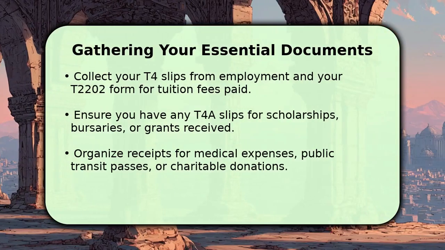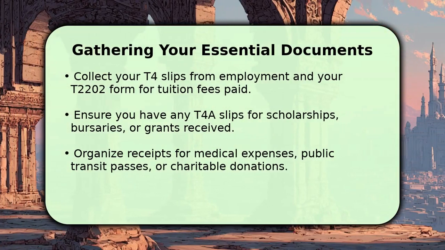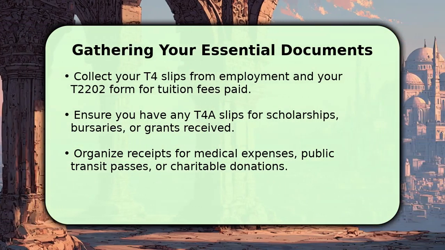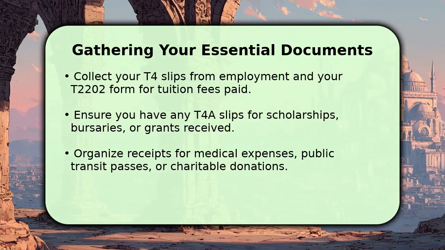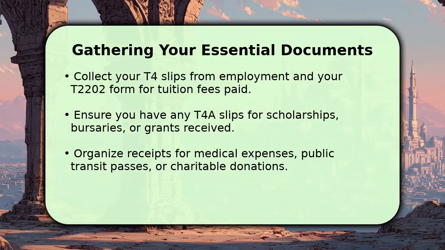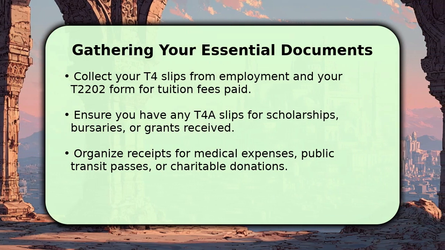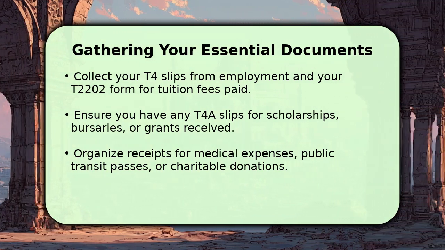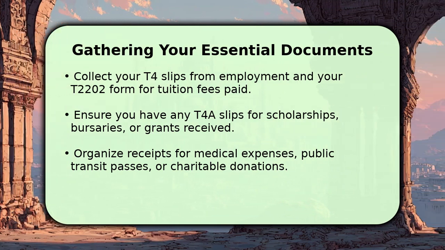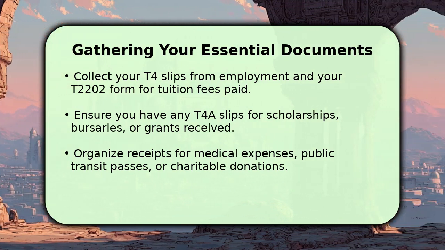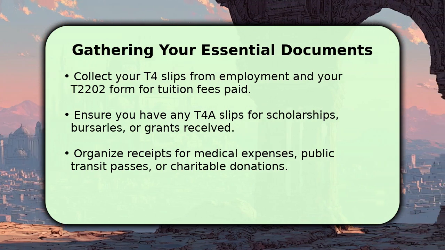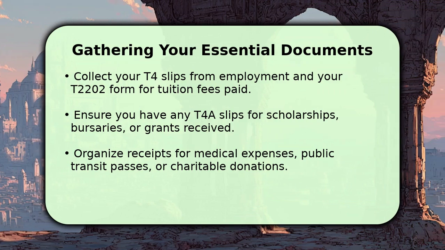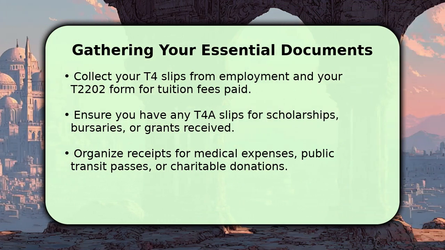Before you start, gather all necessary documents to ensure an accurate and complete return. You will need your T4 slips from any jobs you held, showing your income and deductions. Crucially, obtain your T2202 form, which details your eligible tuition and education amounts. Also, collect any T4A slips for scholarships or bursaries, and keep receipts for medical expenses or public transit. Having these ready will streamline the entire filing process within Wealthsimple Tax.